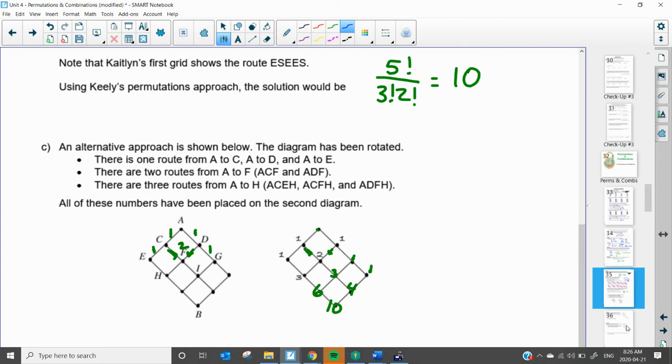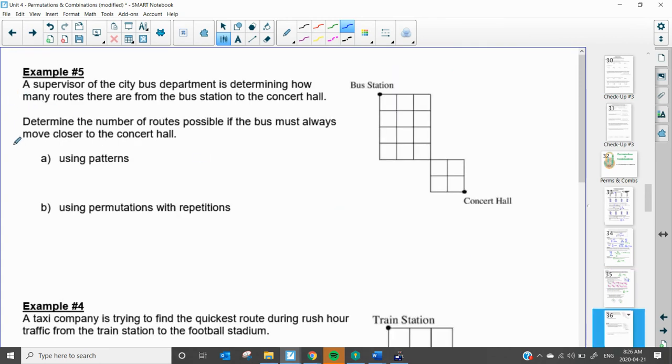All right, so let's look at a couple examples here. First one says a supervisor of the city bus department is determining how many routes there are from the bus station to the concert hall. Notice that we have these 2 boxes with a clear junction point right there. So these are 2 completely separate rectangles. That's going to come into play when we get into the next question. It says determine the number of routes possible if the bus must always move closer to the concert hall. So we're going to start off by using patterns, that's using our Fermat's triangle, we're just going to map this all out.